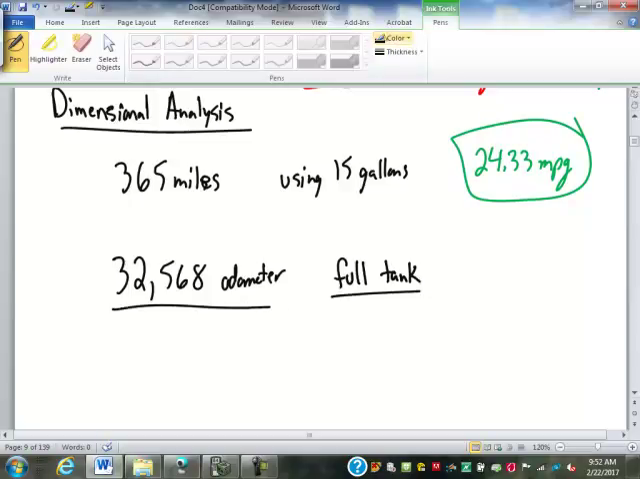So the next time you fill up your tank, let's say your odometer reads 32,841. And when you filled it up, let's say it takes 14.2 gallons of gas.